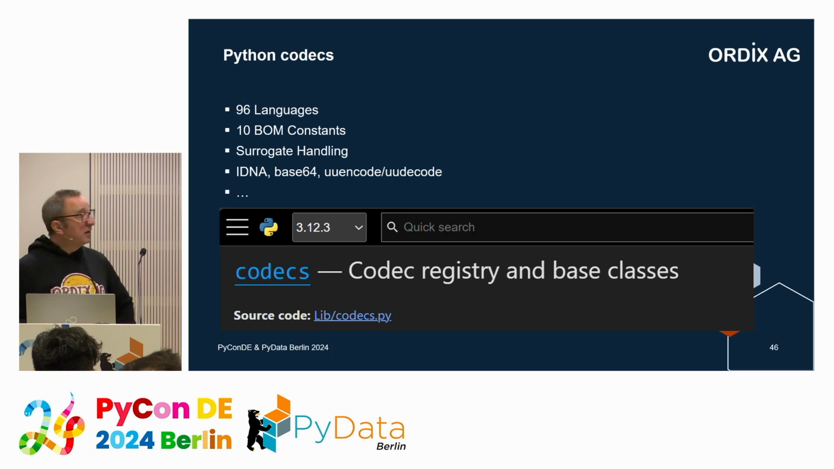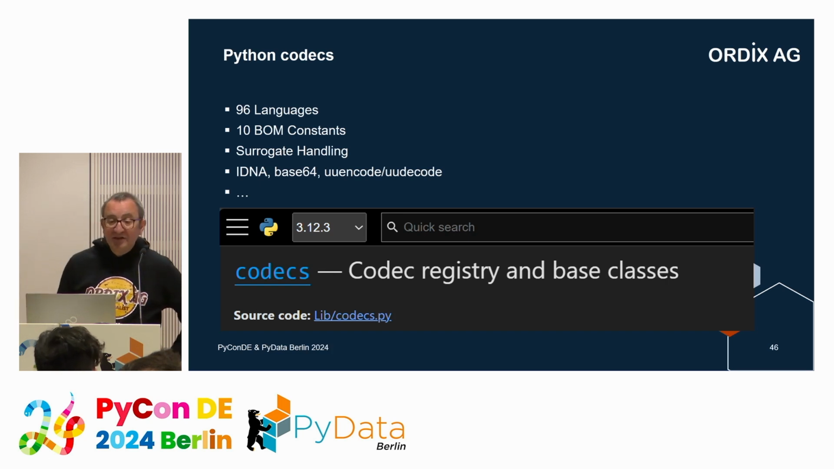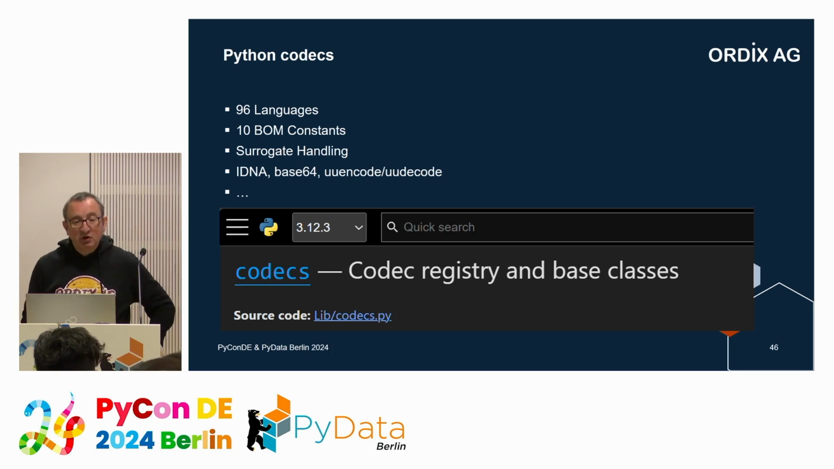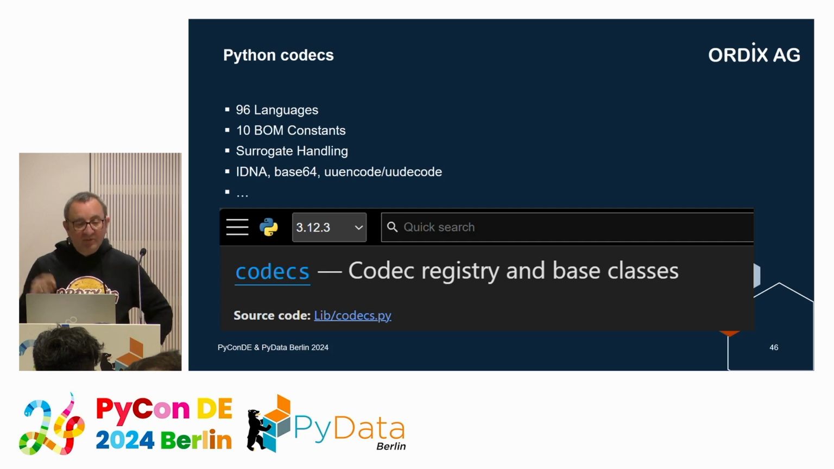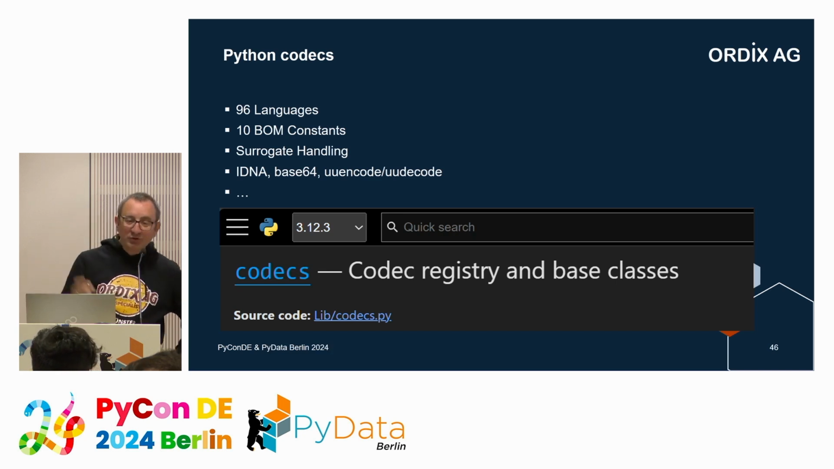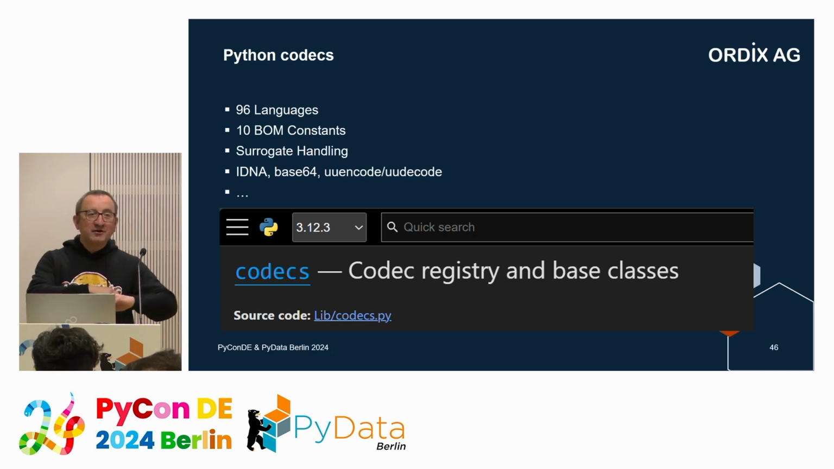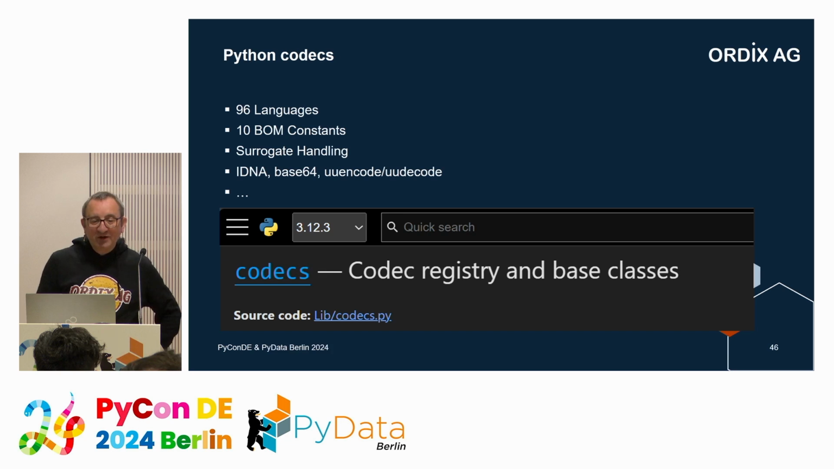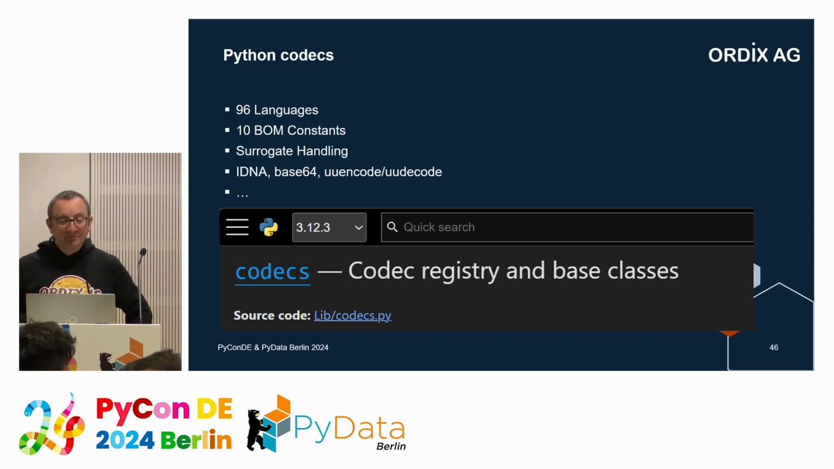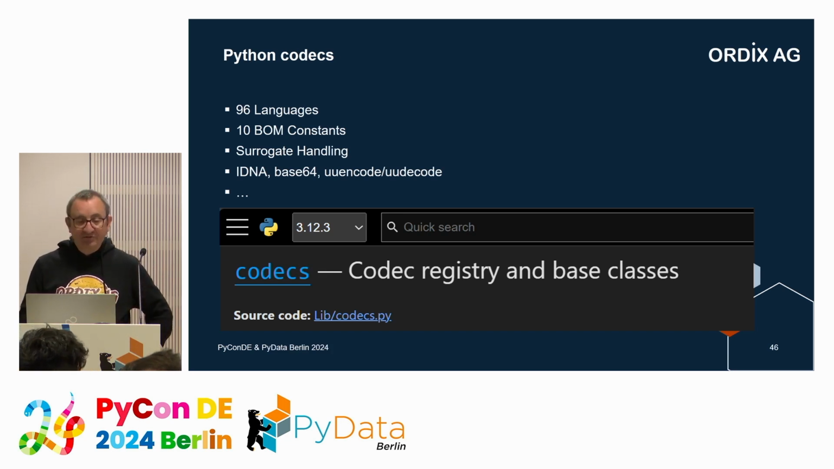Okay, there's a really mighty package in Python, the codecs package. About 96 languages are defined, 10 BOM constants, so byte order mark constants. There's surrogate handling. There is translation for base64, UU encode, UU decode. You could talk about the kinds of encoding available in the world, I think, for a whole week. So this is the one to use if you're looking for translation of different bytes.